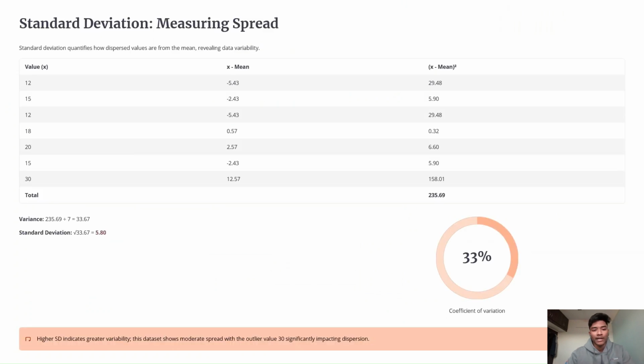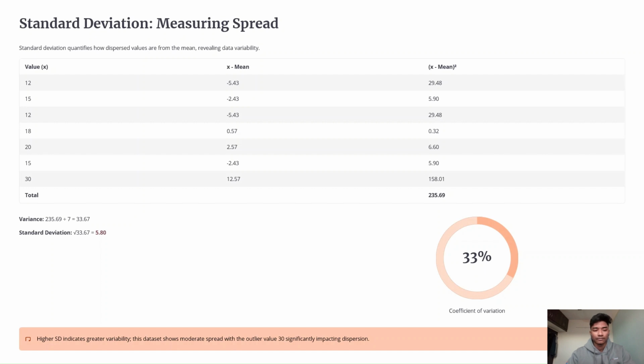Let's discuss the standard deviation now. Standard deviation tells us how spread out the data is from the mean. We compute each value's deviation from the mean, square it, sum them, and divide, giving us the variance of 33.67. Taking the square root, we get a standard deviation of 5.80. This shows moderate spread, and the value 30, an outlier, increases this spread significantly.